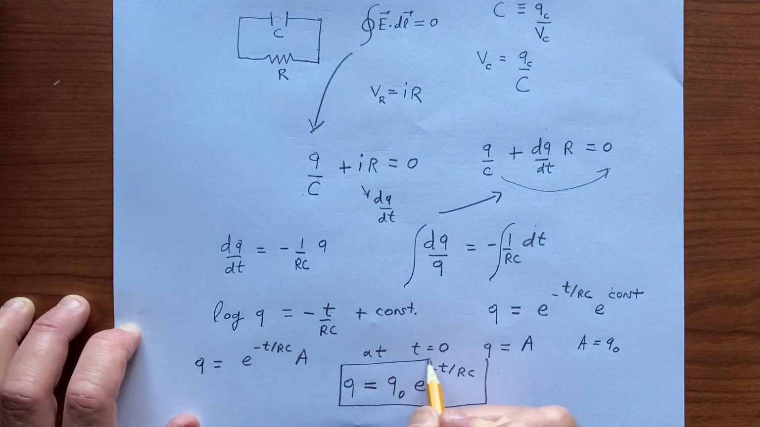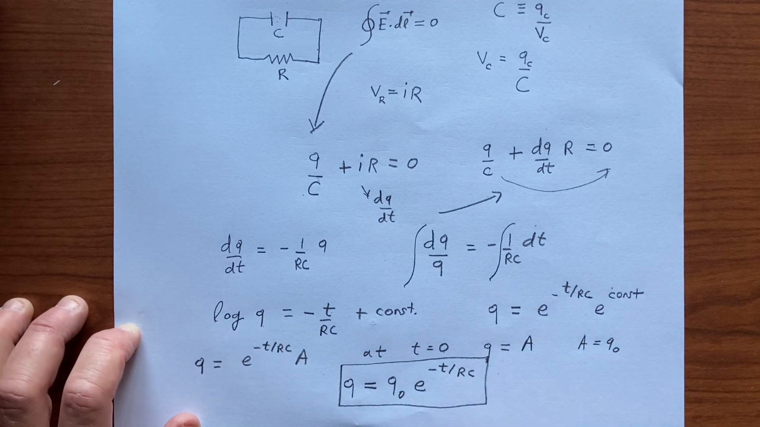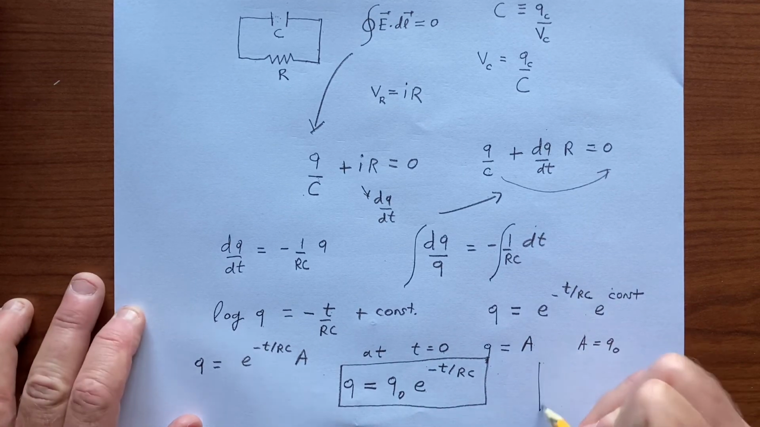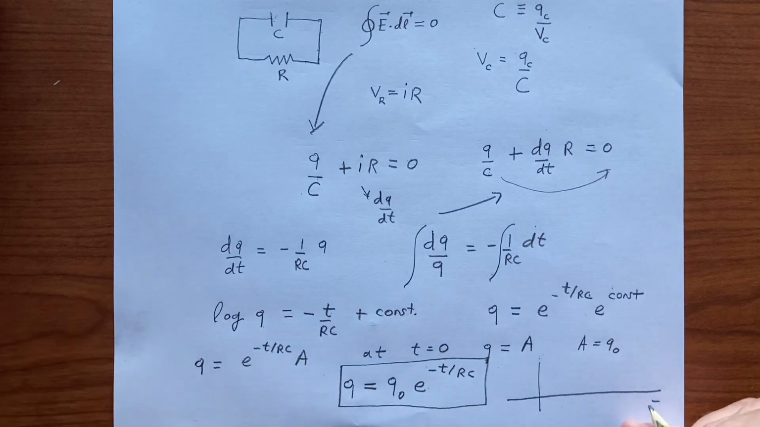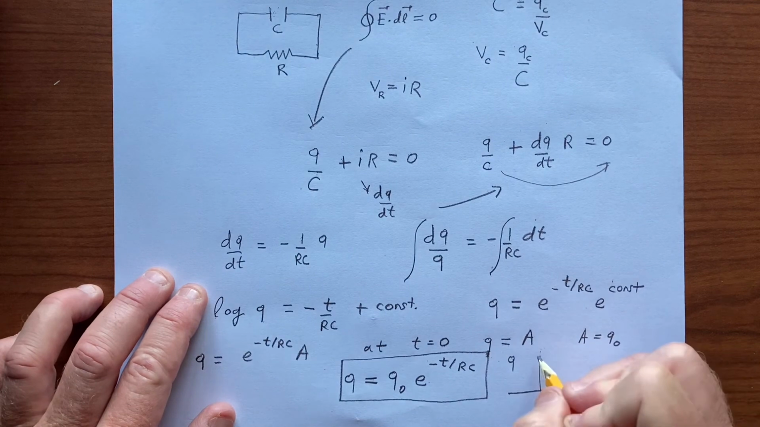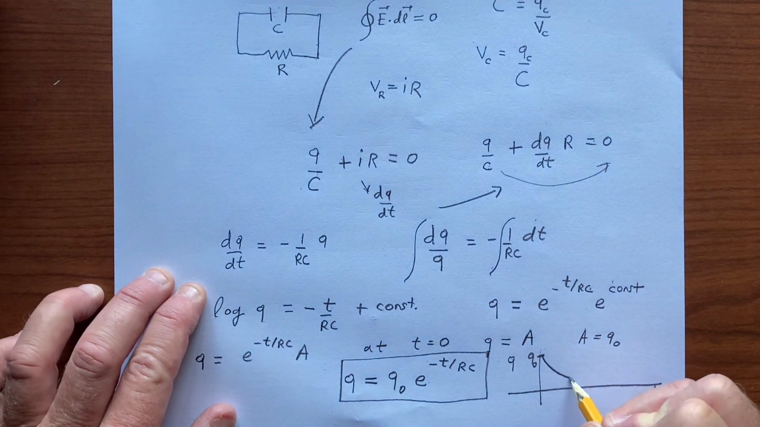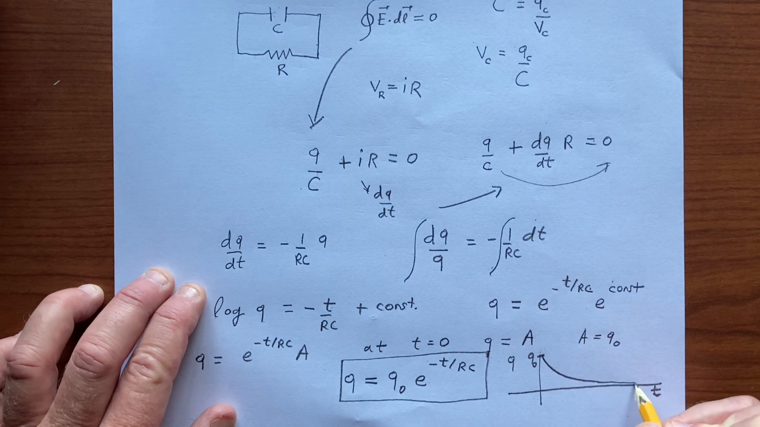So we notice that the charge on the capacitor, unlike in the LC circuit, doesn't oscillate with time, it decays exponentially. So if we made a plot of this as a function of time, we plot the charge Q, we start with the value Q naught, and then it just drops down exponentially.